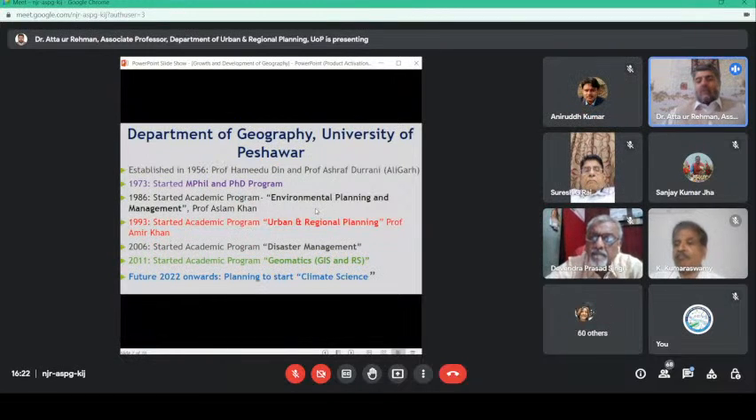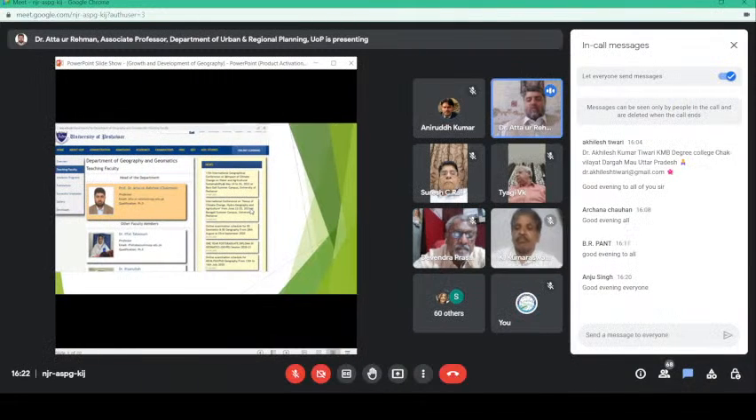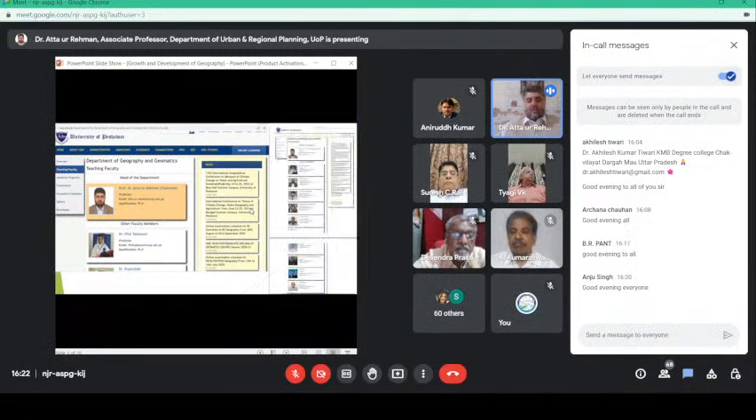Then our future program is looking to the climate change scenario. We are working to plan and start the climate science academic program, particularly focusing on climatology, meteorology, and climate change. You can see here the Department of Geography and Geomatics on the website of the University of Peshawar.